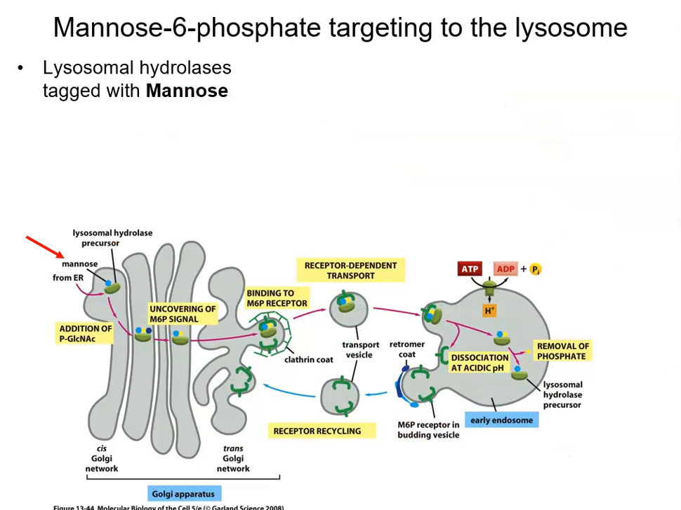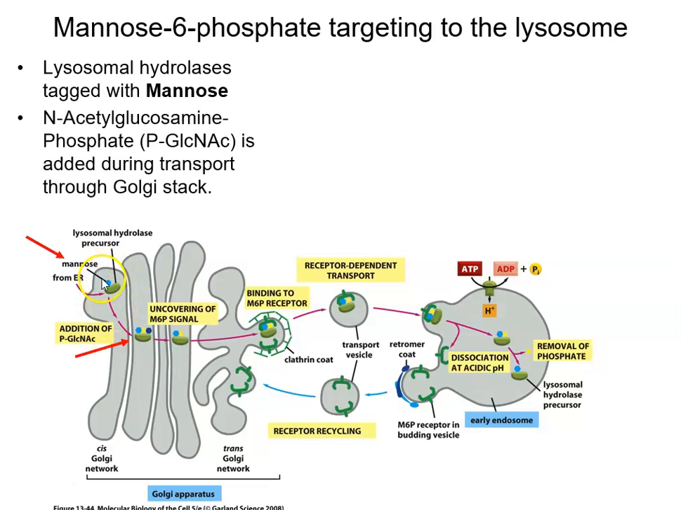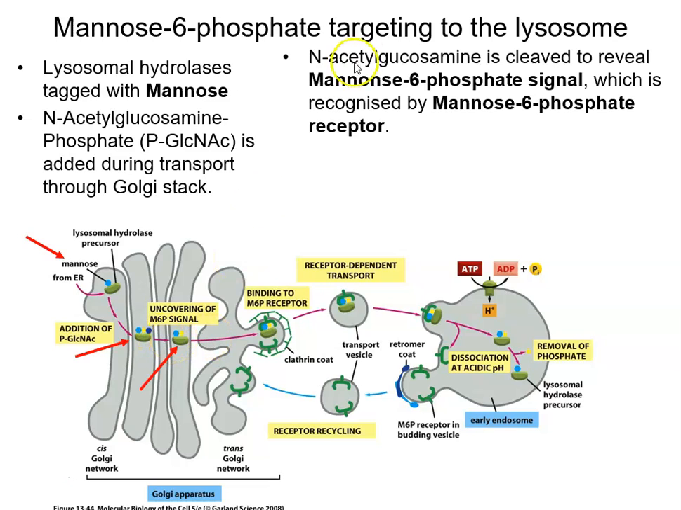So the first thing that happens is the protein is received from the endoplasmic reticulum, from a COP2 coated vesicle. It will go through the vesicular tubular clusters and it will receive a tag of mannose. Mannose is just a carbohydrate. This mannose-bound protein is then passed on to the next Golgi stack, where an N-acetyl-glucosamine phosphate tag is added, which is this one here. After that, the protein moves further through the Golgi stack to the next compartment, where just the N-acetyl glucosamine is cleaved off to reveal a mannose 6-phosphate signal here.